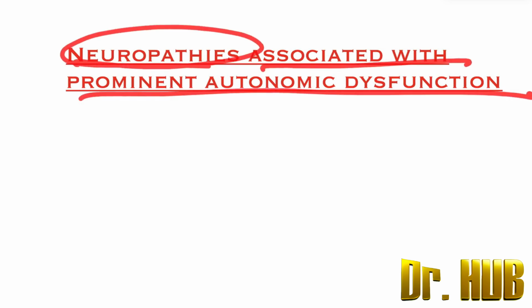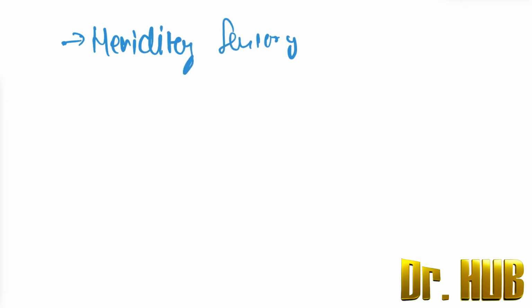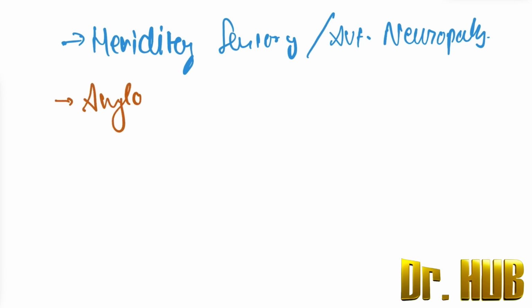Neuropathies which are associated with prominent autonomic dysfunction. Under this there is hereditary sensory and autonomic neuropathy. Next is the presence of amyloidosis. Amyloidosis can be familial as well as acquired.